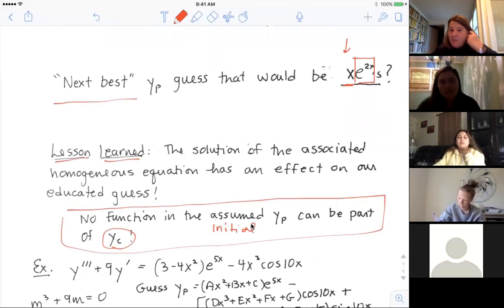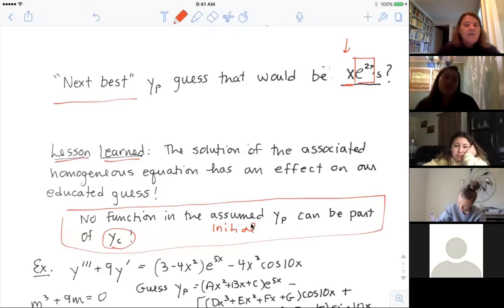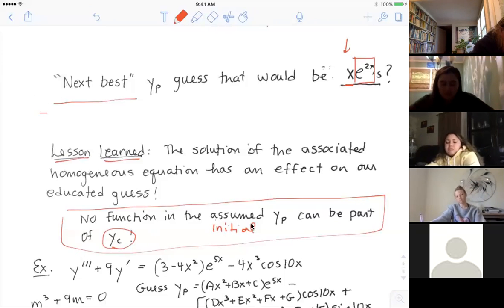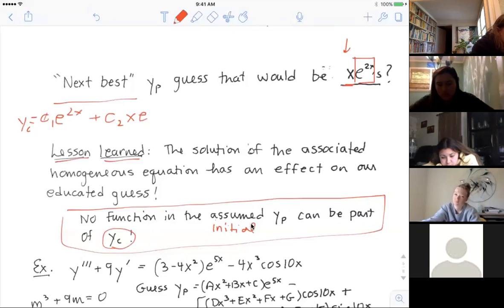Now I want to make a comment here. I'm going to spend a whole other day on this tomorrow, guys. But what I want to do is make one more comment. Suppose I had a YC that looks like this. Suppose I had a YC that had an e to the 2x and an x e to the 2x. Guys, remember that would denote a repeated root. Remember when I had a repeated root, I did e to the 2x and then x e to the 2x. If it had been repeated again, I would have had an x squared e to the 2x.